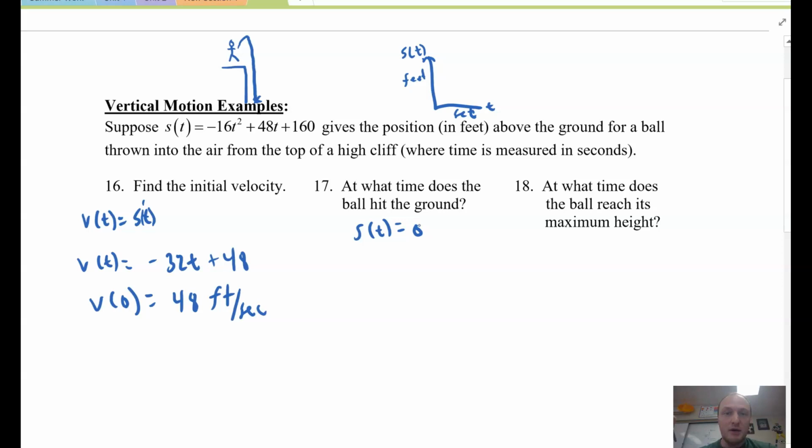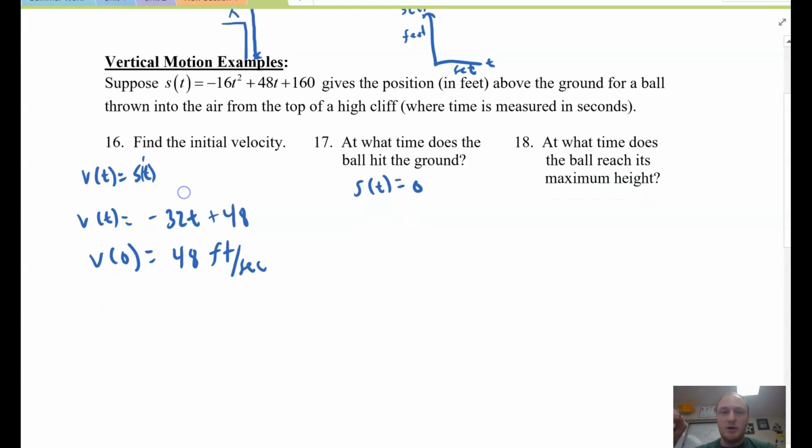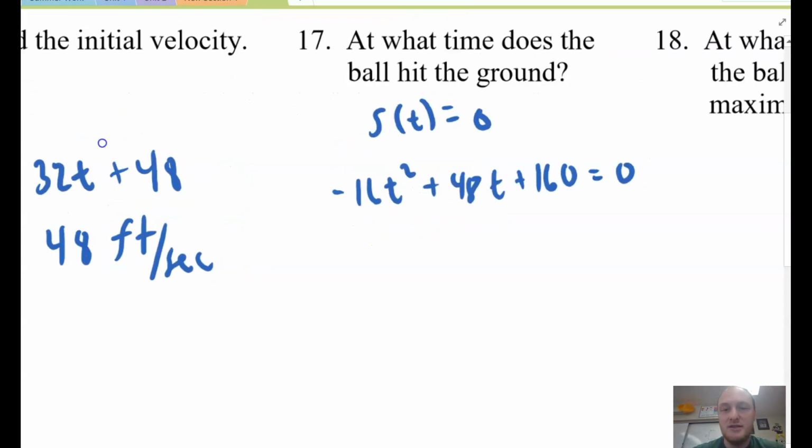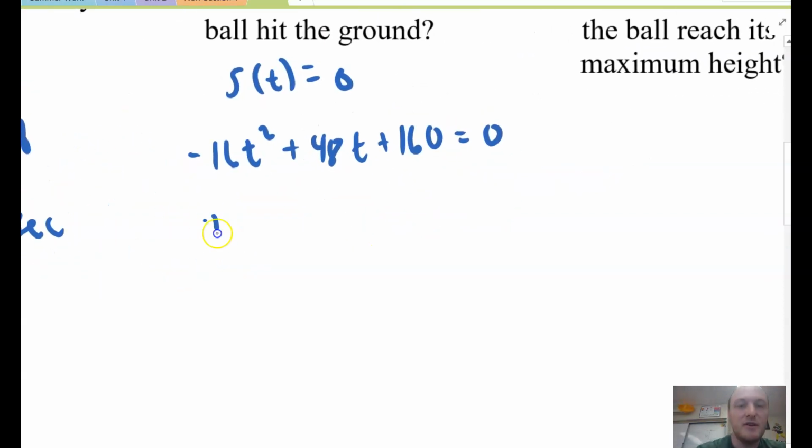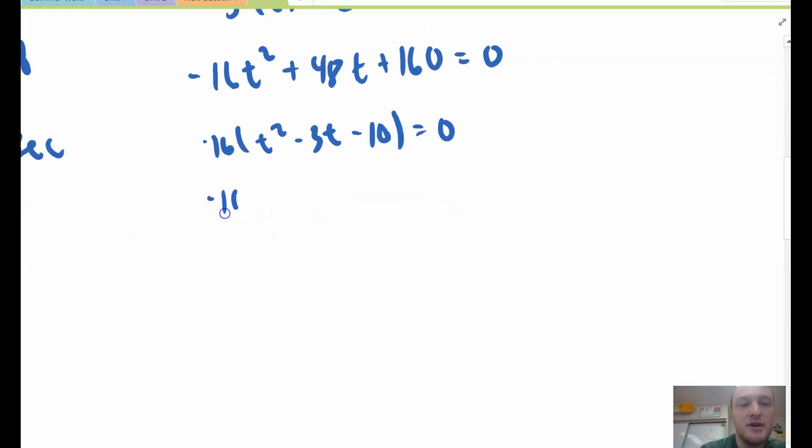Its height is 0. Okay, so all I do, I take my function s of t, negative 16t squared plus 48t plus 160, set it equal to 0, and I solve. Okay, so there is a GCF here of negative 16. We'll factor that out to give us t squared minus 3t minus 10 equals 0.